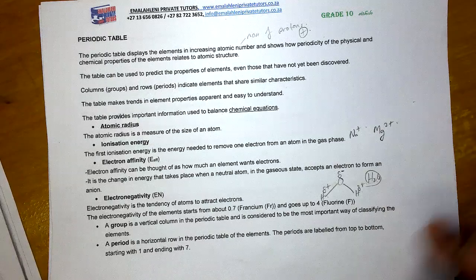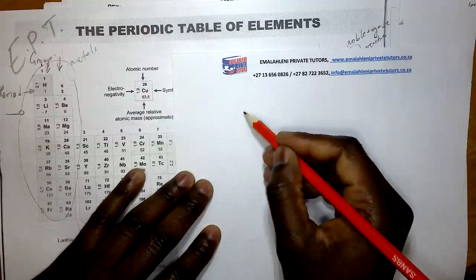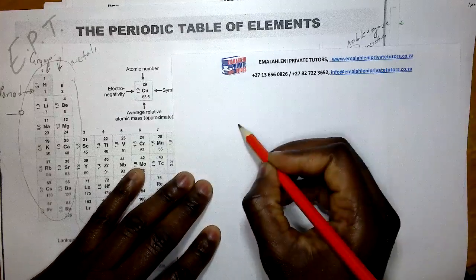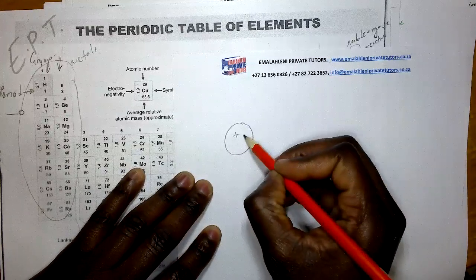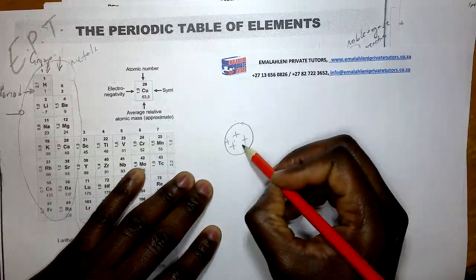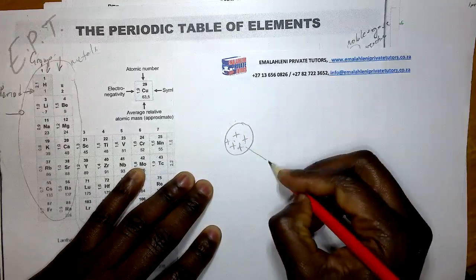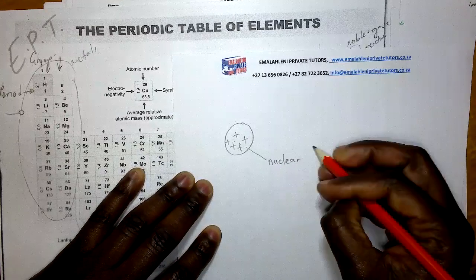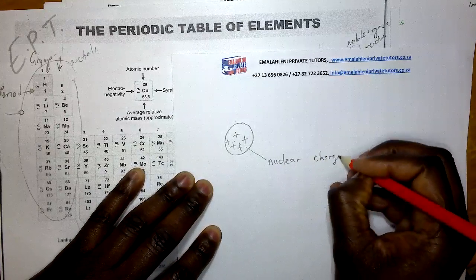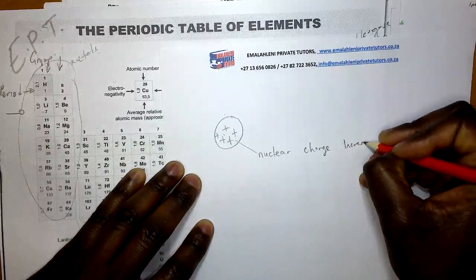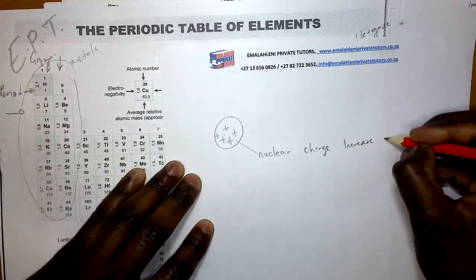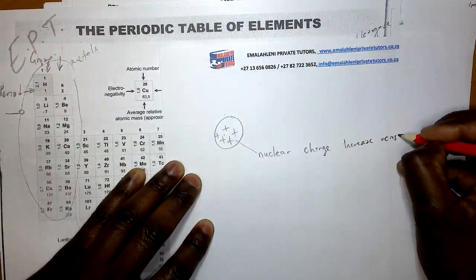But now let's understand something here before I go into detail. We need to understand the atom, how it behaves. Now let's have a general atom here. We have the nucleus, which contains the positive charge. This is our nucleus, and we refer to this as nuclear charge. So your nuclear charge increases across the period.